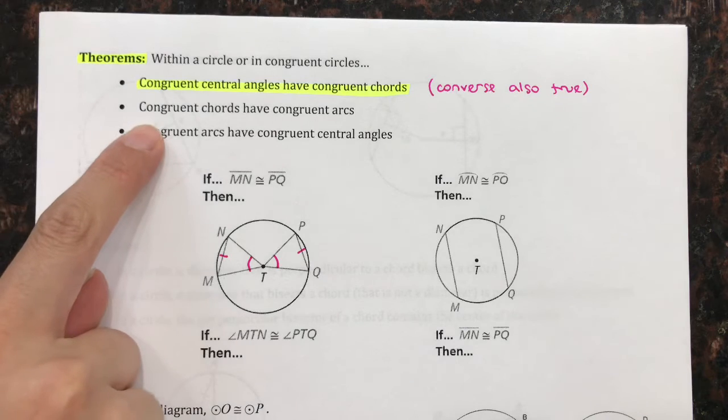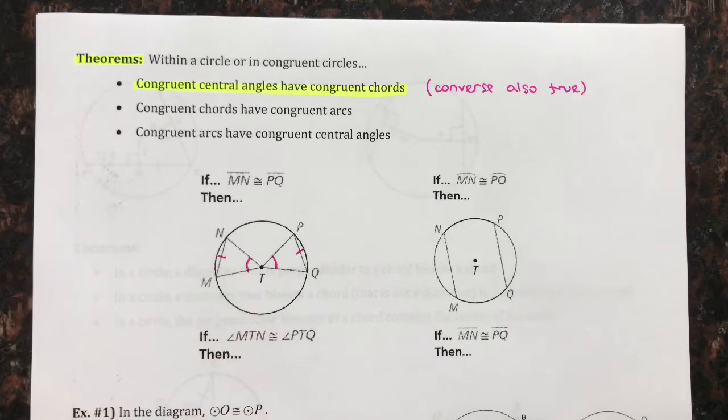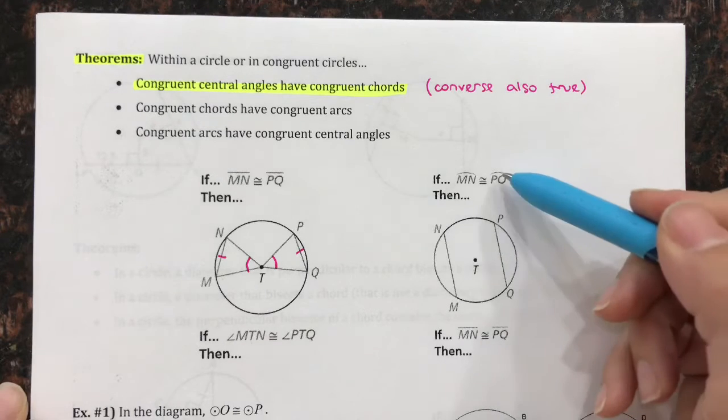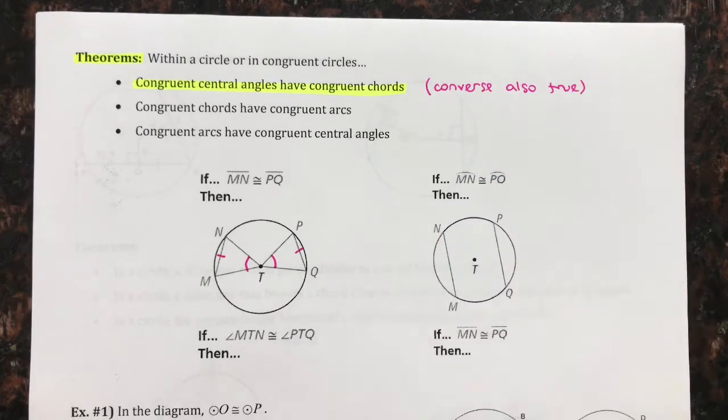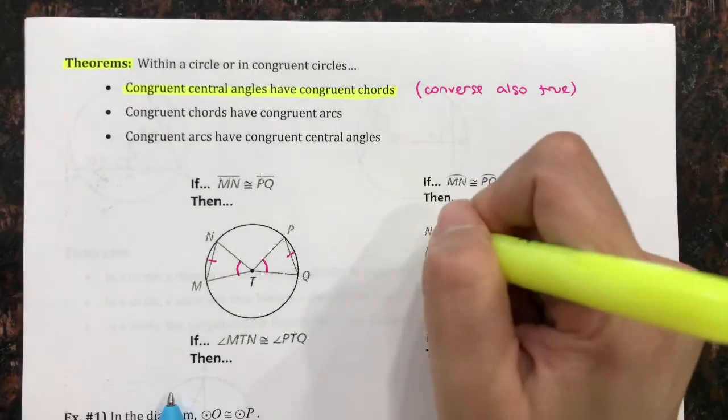Now our second theorem says congruent chords have congruent arcs. So if I were to look at, actually let's look at this one. So we're talking about the arcs, MN, I'll use a highlighter, it's a little easier to see.